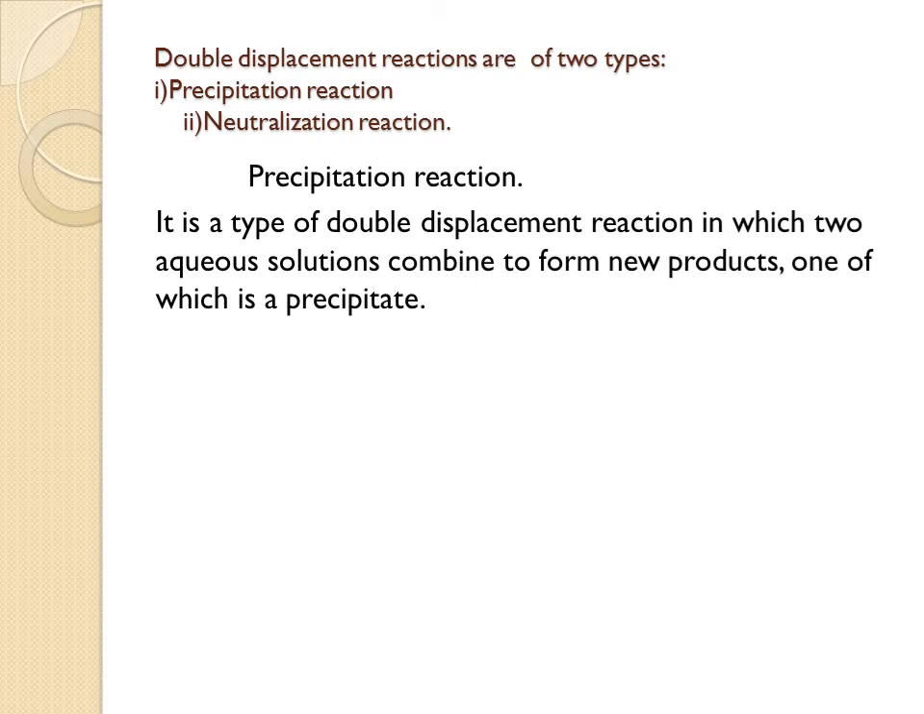So, in a precipitation reaction, one of the products is a precipitate. Precipitate means it is an insoluble solid substance. How is it formed? When two solutions are mixed together, or when two compounds in their aqueous states mix together, we get an insoluble solid substance which is known as a precipitate.